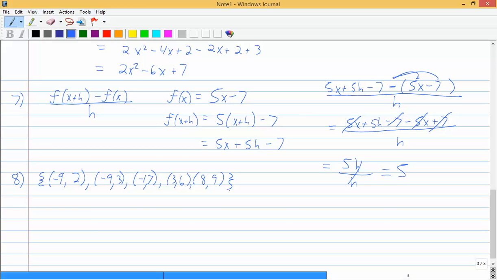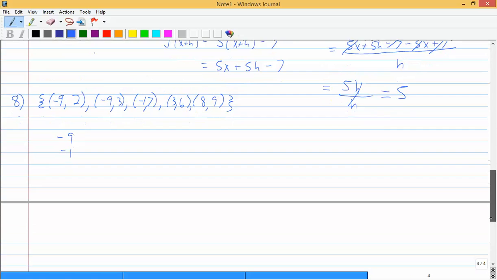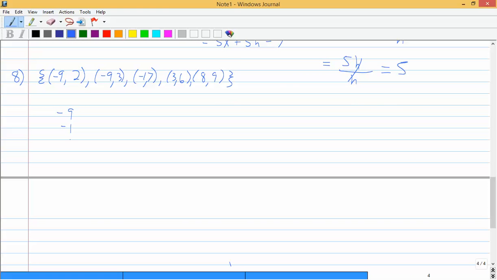Now, the easiest way to tell if a relation is a function is by doing a mapping. So you list all the domain values in a vertical column. You don't repeat x values if they are the same. So negative 9, negative 1, 3, 8, and that's the domain. Then the range is 2, 3, 7, 6, and 9. And now we do our mapping.